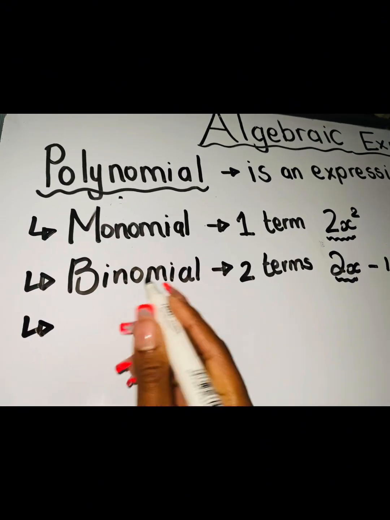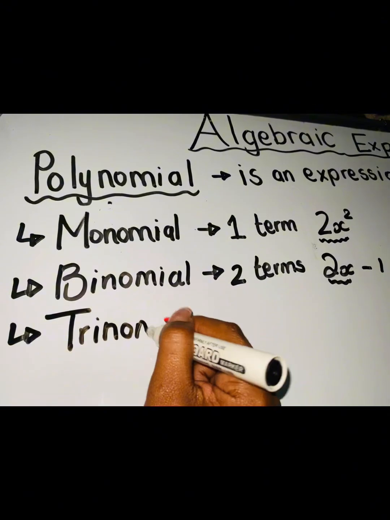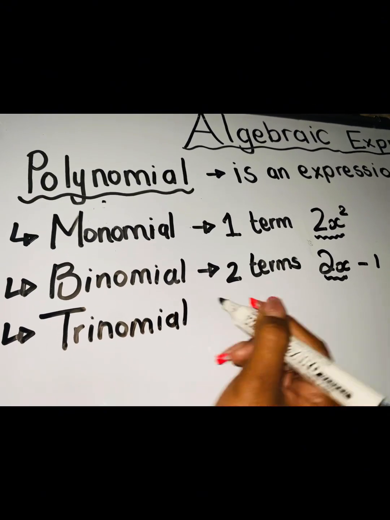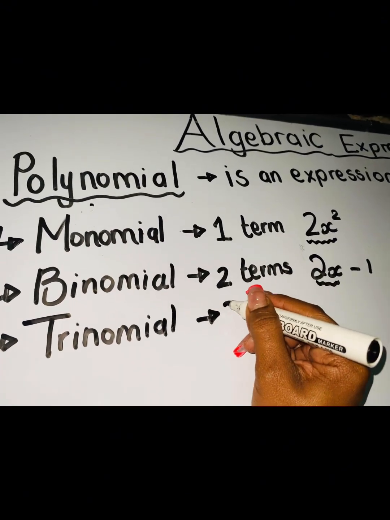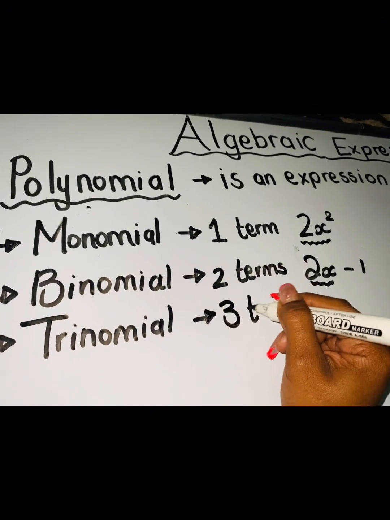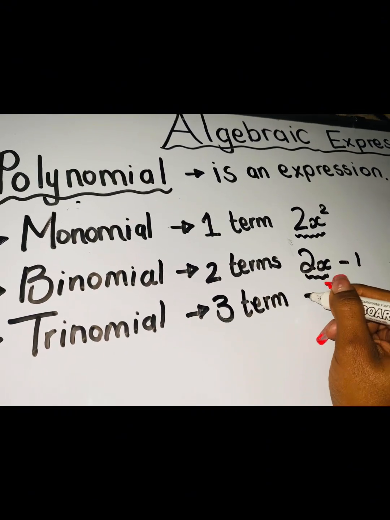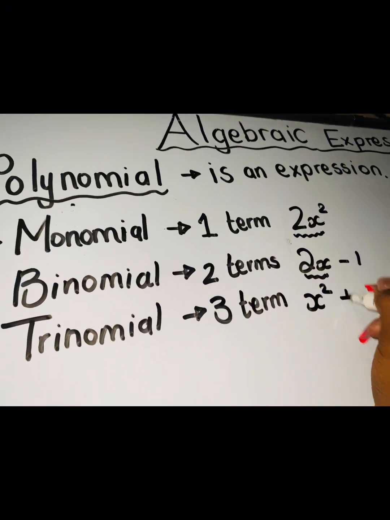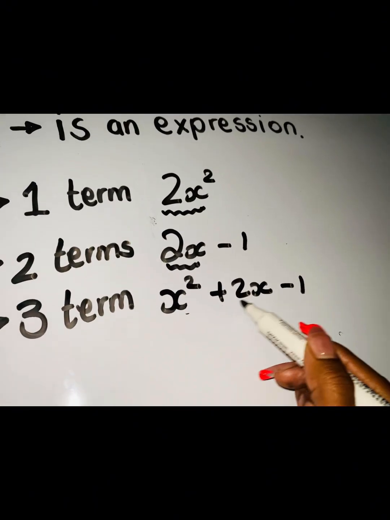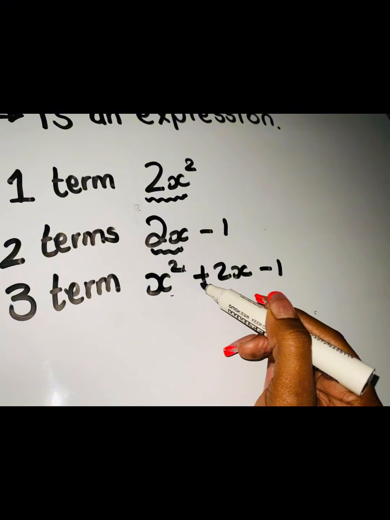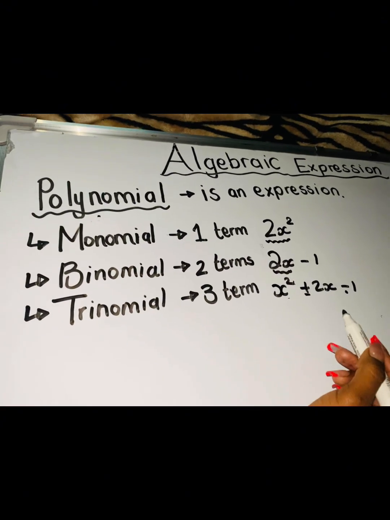Now we have a third one, which is a trinomial. So usually in grade 8 and 9, they only ask you up until a trinomial. They don't ask you if you have more terms. They cannot ask you that for now. So a trinomial would be x squared plus maybe 2x minus 1. So these are three terms separated by a plus and a minus. So this is an example of a trinomial.